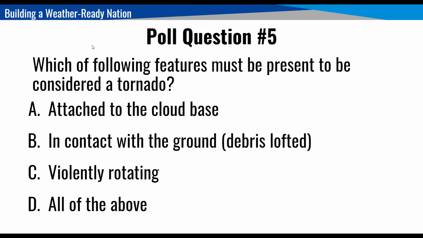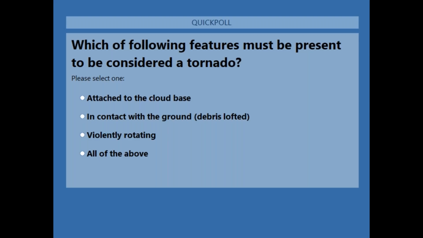That brings us to poll question number 5 here. This will appear on the screen shortly for you to answer. Which of the following features must be present to be considered a tornado? A, attached to the cloud base. B, in contact with the ground with debris lofted. C, violently rotating. Or D, all of the above.